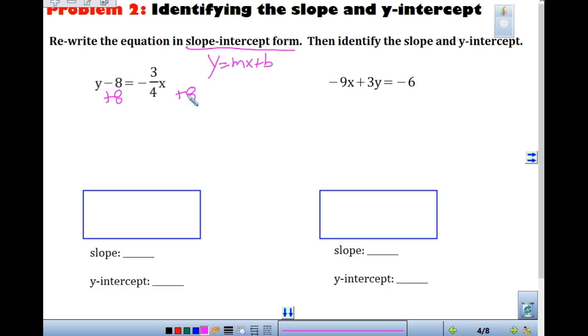So if we add 8 to both sides, this is going to go away. So we have just y on the left side. This stays the same. We have -3 fourths x plus 8. Is this in slope-intercept form? Good. So now we have it in our slope-intercept form, which is what they wanted. We write that in our box.